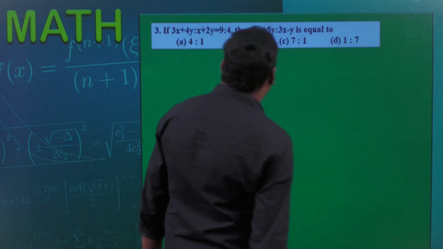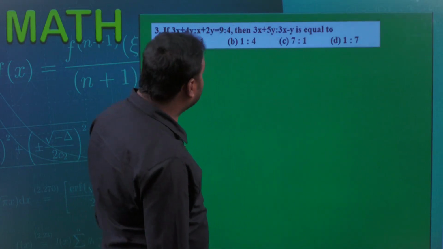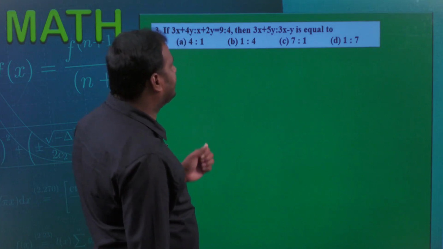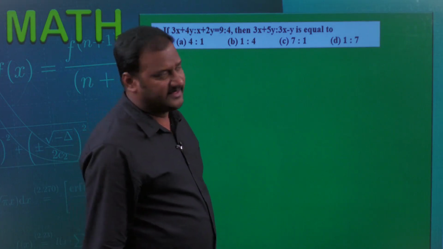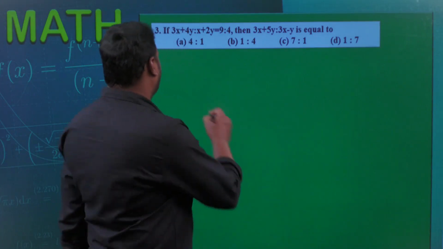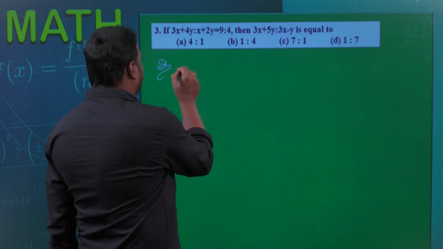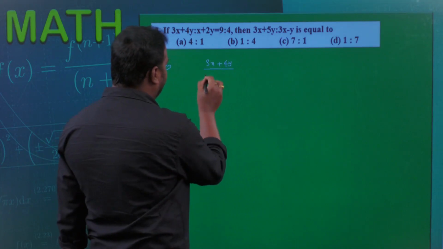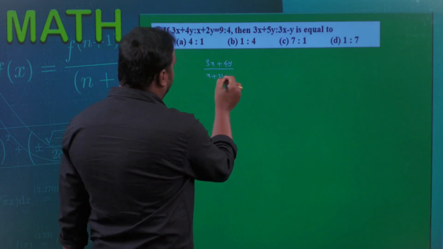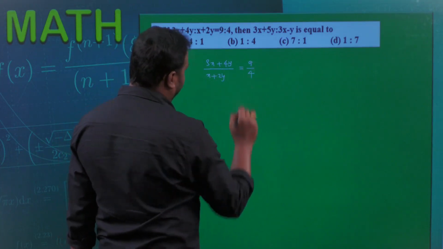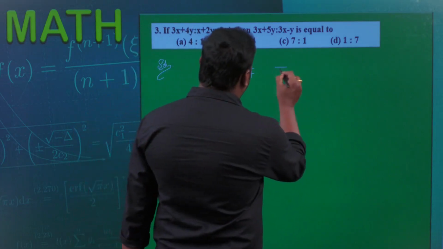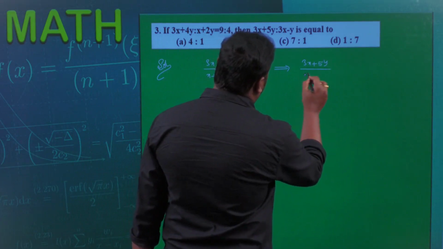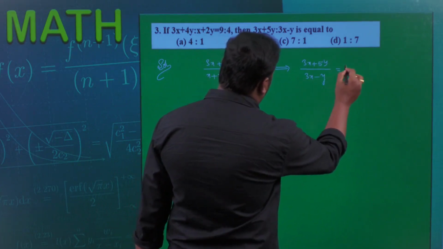Coming to the next problem. Here 3x plus 4y is to x plus 2y is equal to 9 is to 4. Then what is the value of 3x plus 5y is to 3x minus y? This is one of the interesting problems. We'll write the information given, that is 3x plus 4y divided by x plus 2y is equal to 9 divided by 4. Then what is the value of 3x plus 5y divided by 3x minus y is equal to what?